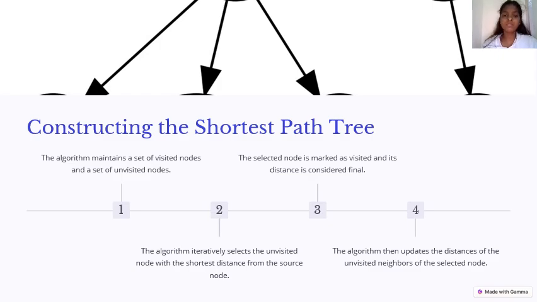These are all the four rules we have to follow while constructing the shortest path tree.